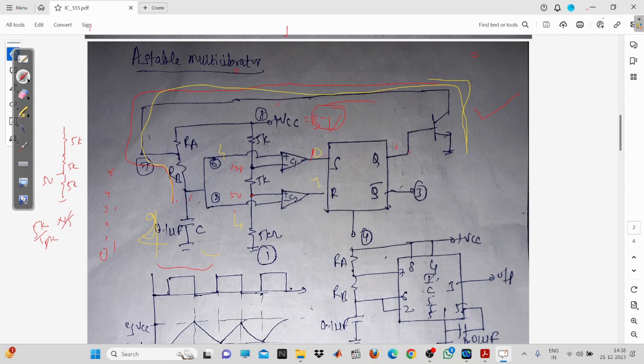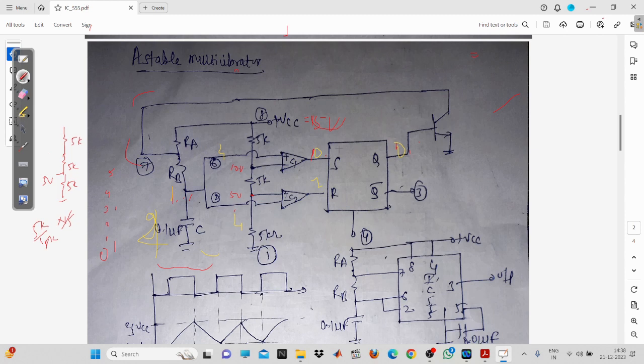In that case it will be a 0. So now when 0 voltage is at the base of the transistor, your transistor will be in the off condition, so this will act as an open circuit. So again your capacitor is going to charge, and again the entire thing is going to repeat.